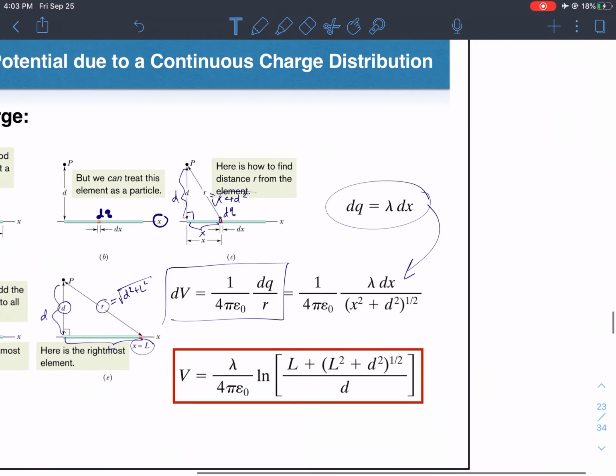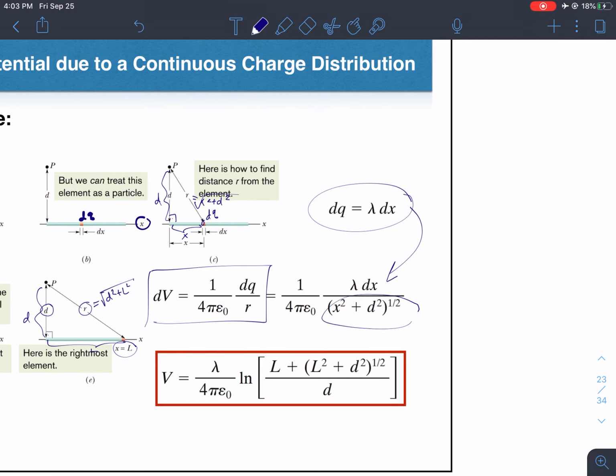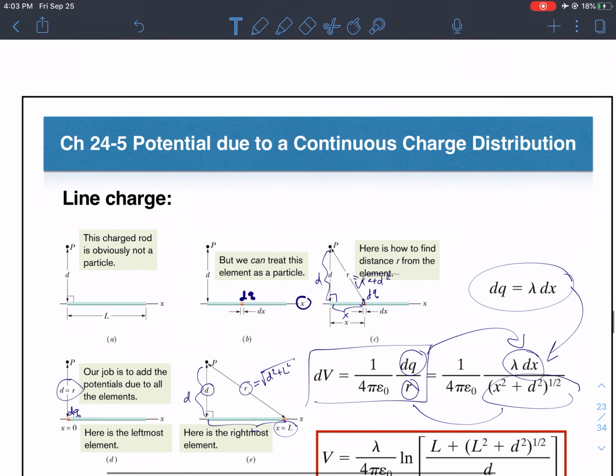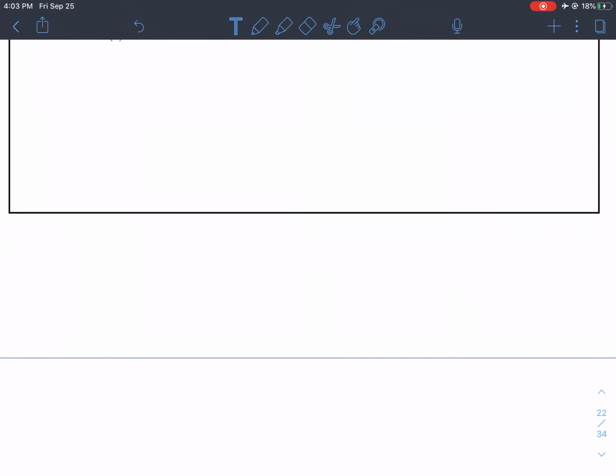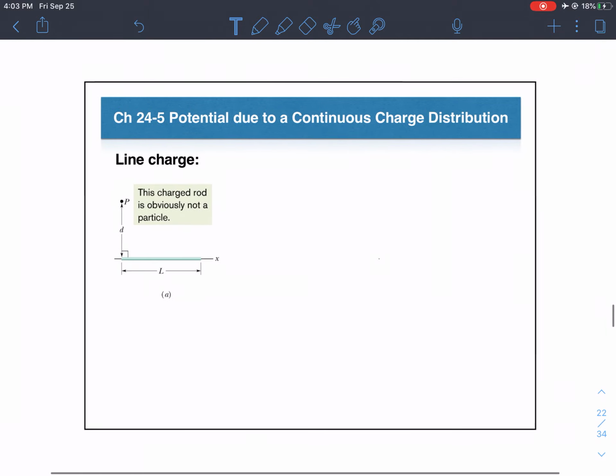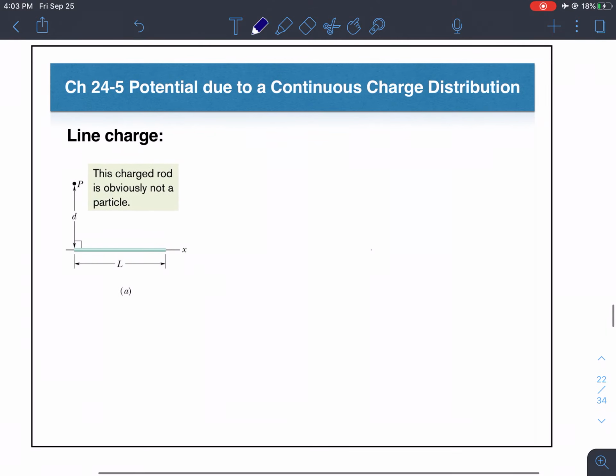So that's why we have the square root of x squared plus d squared as a replacement for r, and dq is replaced with that. And then we will take the integral. So let's go back and do this. I just wanted to explain how we take that dq, just to remind you what we did, because we did something similar in the electric field. Okay, so let's get started.